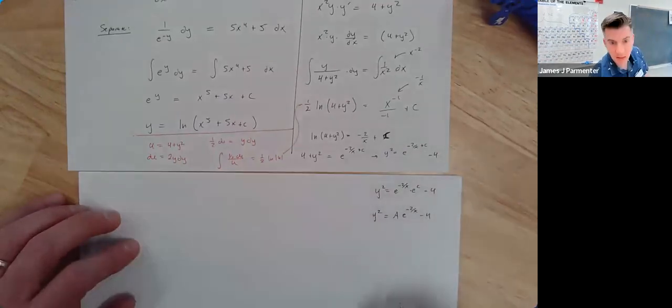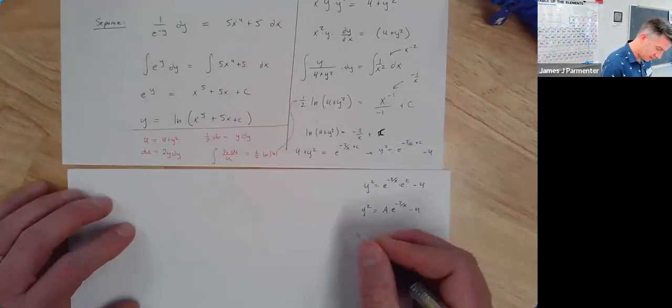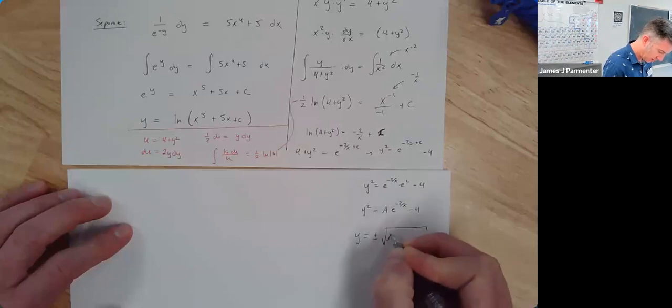And then that's all I can do, really. I can't do anything further because I don't have an initial condition. So the last thing I can do really is I can say y is plus or minus the square root of that, but I don't know if it's a positive or a negative because I don't have an initial condition.